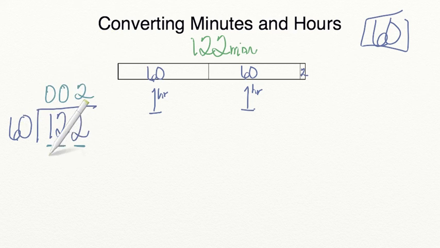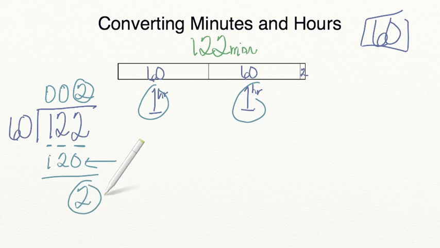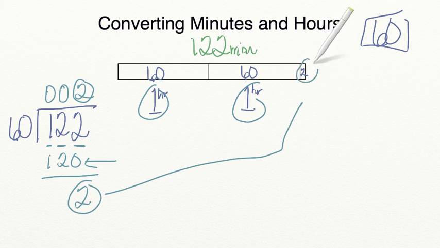60 times 2 equals 120. Now, as you can see, our 2 represents our 2 hours that we blocked out on our fraction bar. And our 120 minutes is 60 minutes plus 60 minutes, which is 120 minutes. Now, when we subtract down, it gives us a remainder of 2. And this remainder is going to represent our remainder that we had on our fraction bar as well. So 122 divided by 60 gives us 2 hours with a remainder of 2 minutes, just like we got when we used our fraction bar.